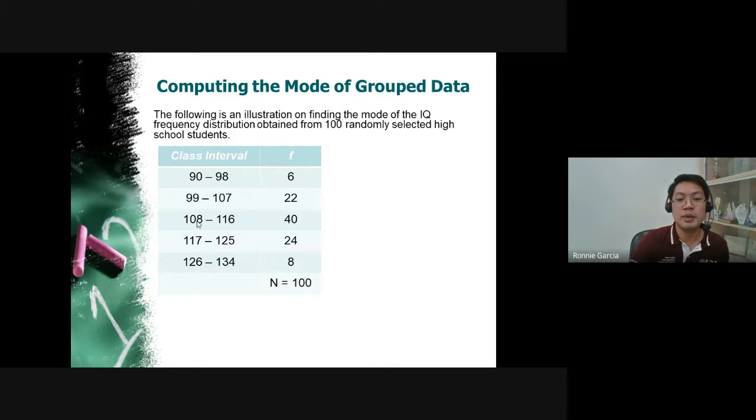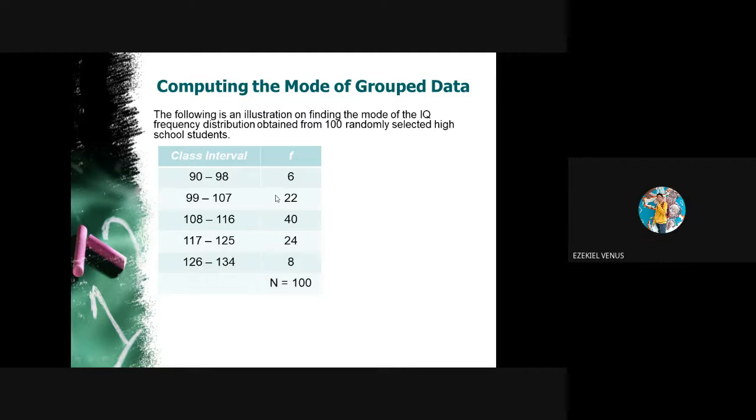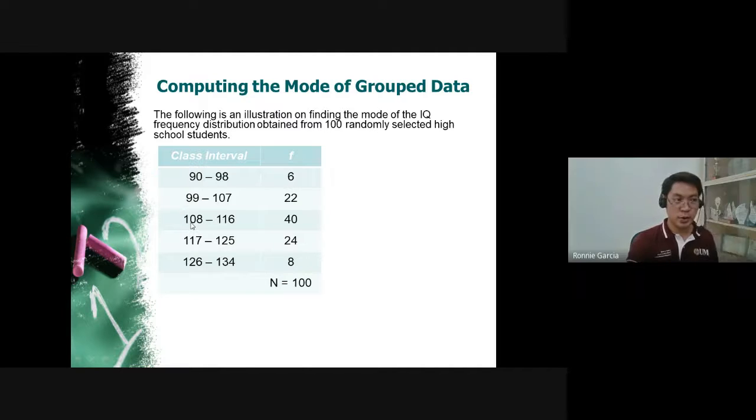So what is the lower boundary again? It is the same as in the median class. What is the lower boundary? 9, sir? 108 minus 0.5.